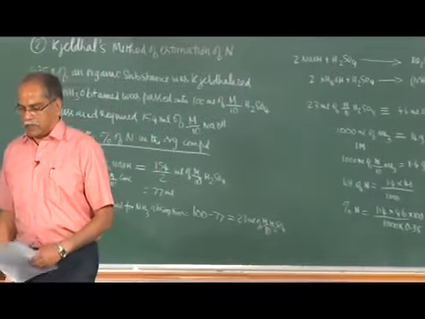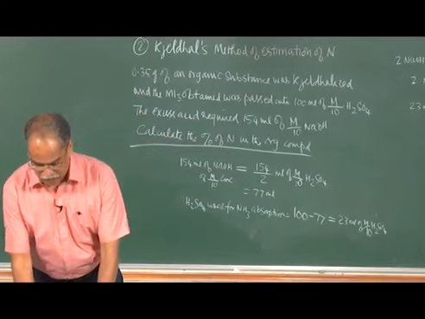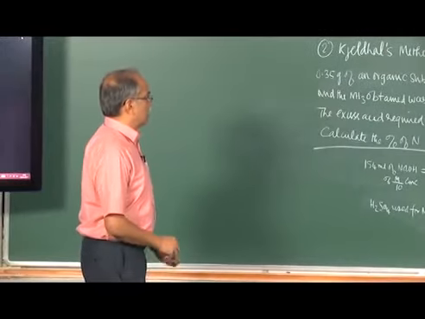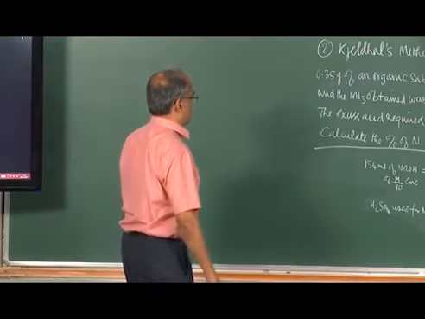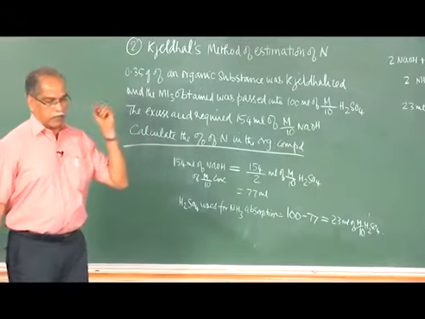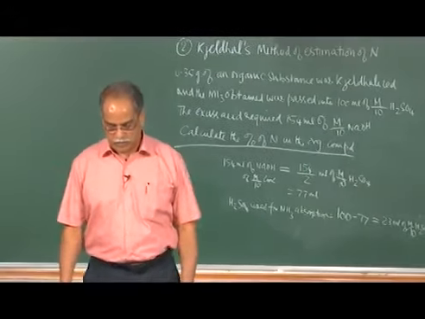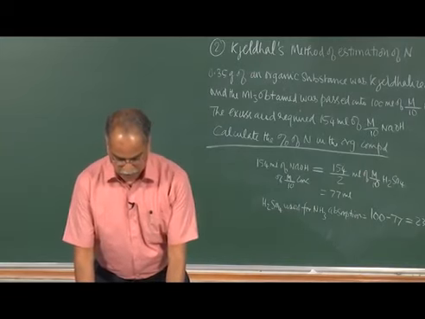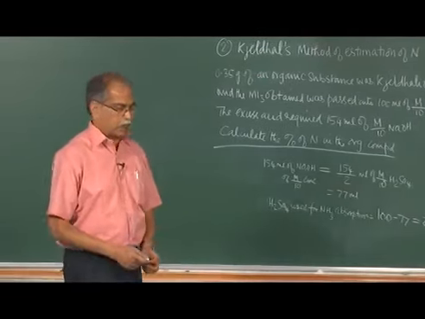So, this is a second example of the Kjeldahl's method of estimation of nitrogen in an organic compound using the sulfuric acid and copper sulfate method. Essentially, if you are familiar with the titrimetric method, you will not have any problem solving this kind of problems. You will not have any difficulty in solving this kind of problems during the examination.